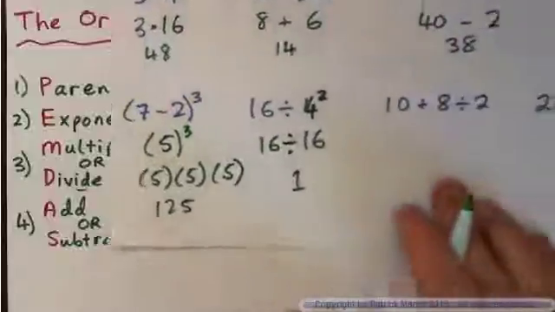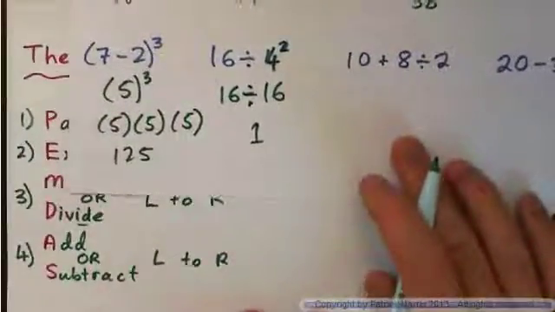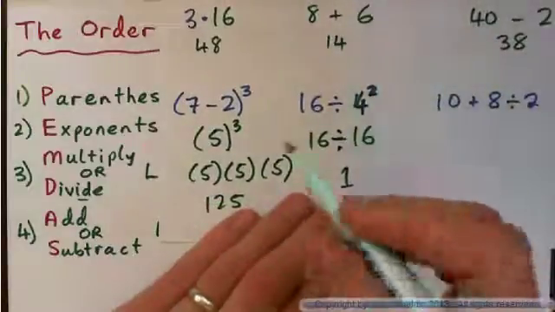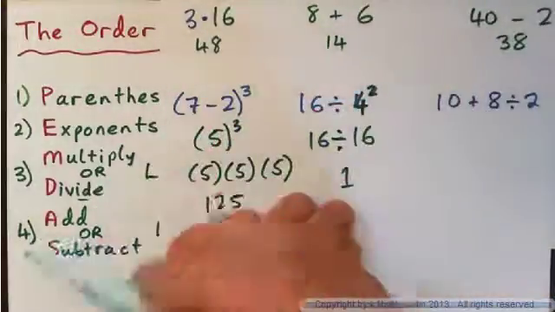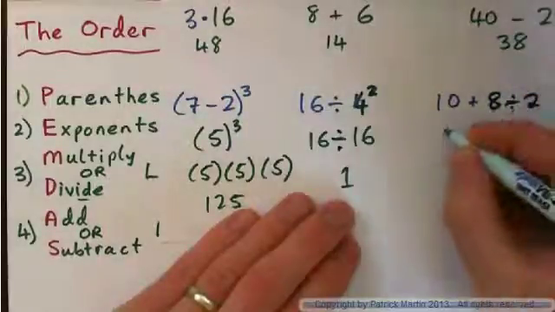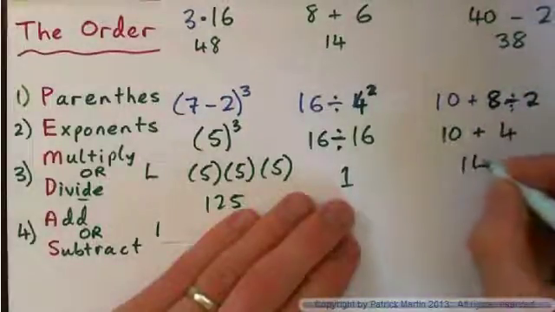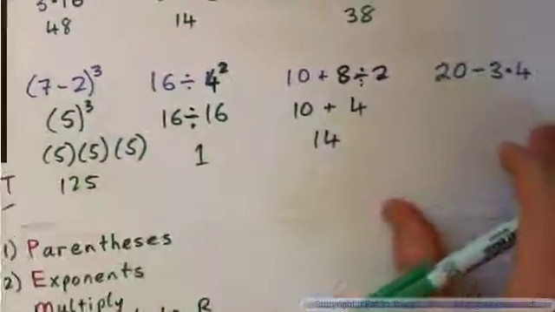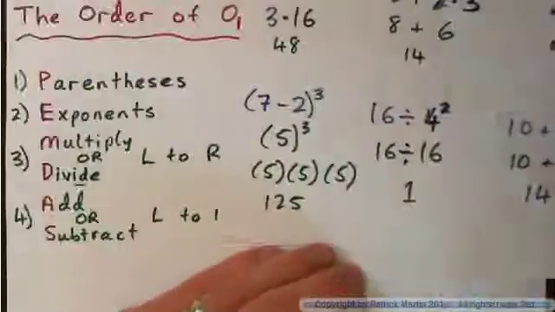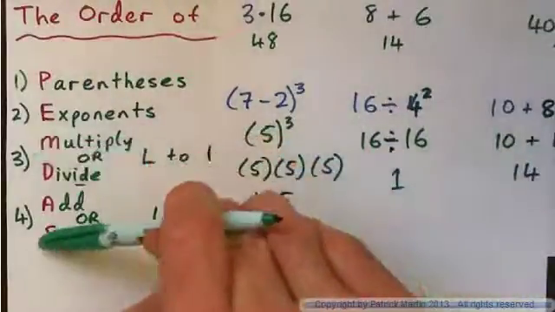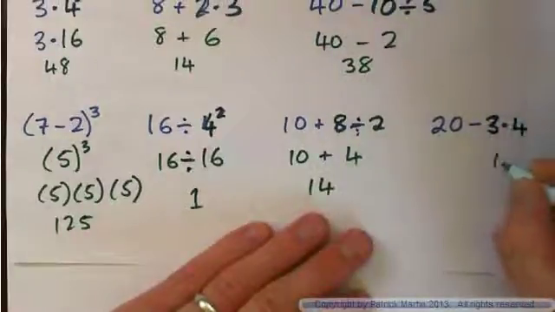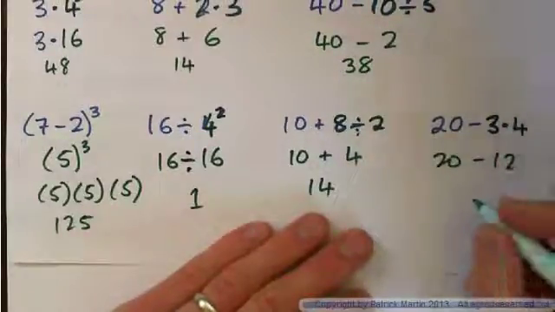Okay. The next one is 10 plus 8 divided by 2. Order of operations says we must divide and then add. So 8 divided by 2 is what we do first. That gives 4. Then we go 10 plus 4. That gives 14. On this one we have a subtraction and we have a multiplication. Order of operations says we multiply and then we get to subtraction. So if I multiply first, 3 times 4 is 12. Now I have 20 minus 12, and that is 8.